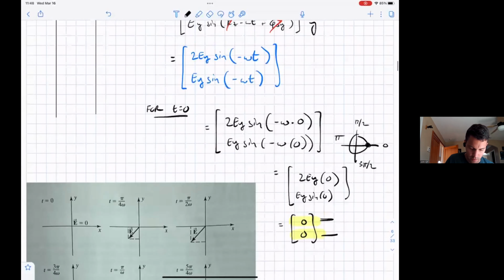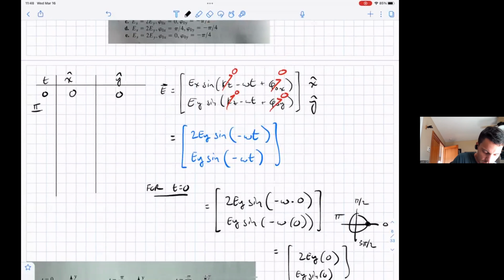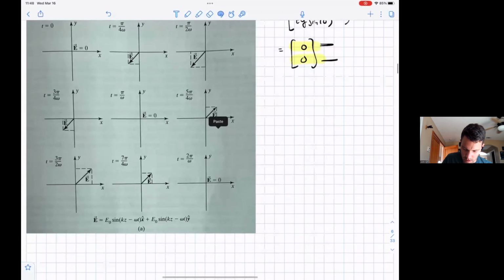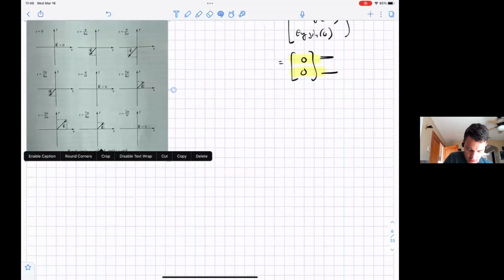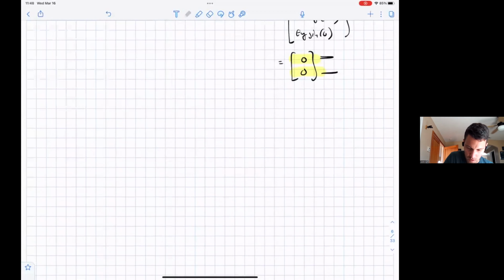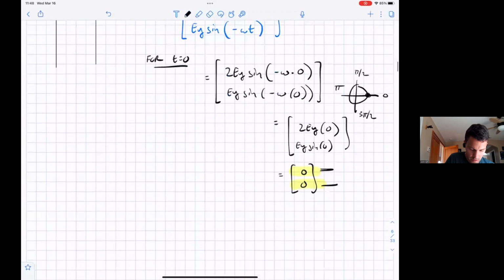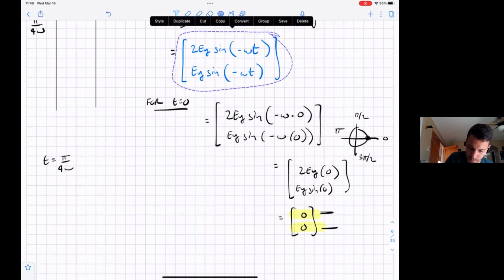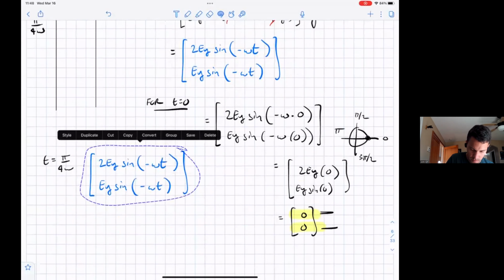T is equal to pi over 4 omega. So this is pi over 4 omega. Okay. I'm going to move this guy. Actually, I'm going to cut him out of here so that we can work. Okay, so let's do for t is equal to pi over 4 omega. We are using this. I'm just going to copy him and duplicate, put him here.